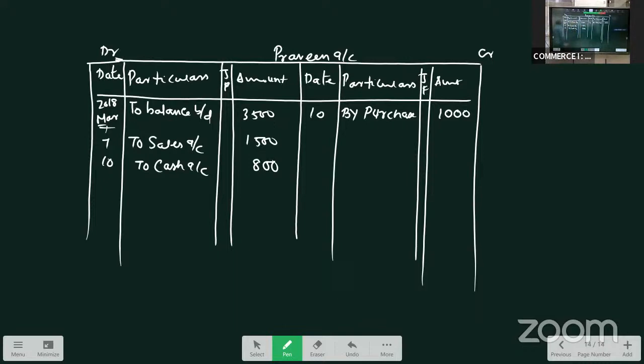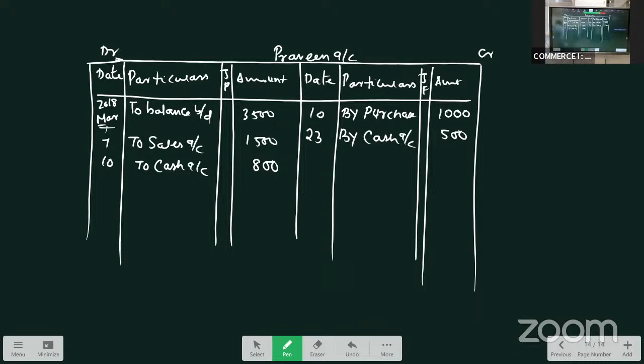Then on 23rd, received cash from Praveen. We are receiving cash from Praveen. So Praveen is the giver. Giver is to be credited, no? So write it on the credit side, by cash. How much amount is he giving? He is giving 500 on 23rd. On 23rd, he gave 500. Hope you all are following, right?